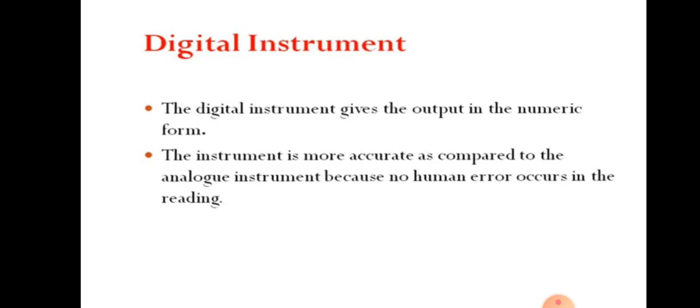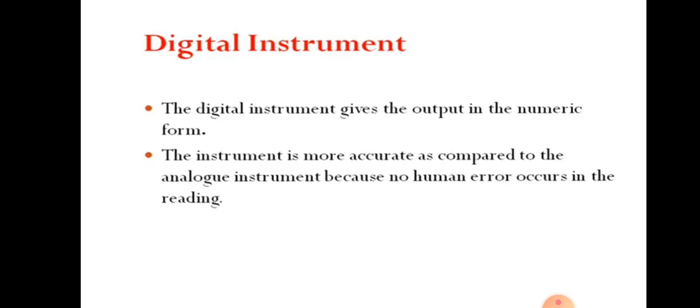Then after this we will see the digital instrument. As we know, the digital instrument gives the output in numeric form. Means the actual number of that reading is shown on the display. The instrument is more accurate as compared to the analog instrument because no human error occurs in the reading. Means we can see the actual reading which is accurate as compared to the analog instrument.